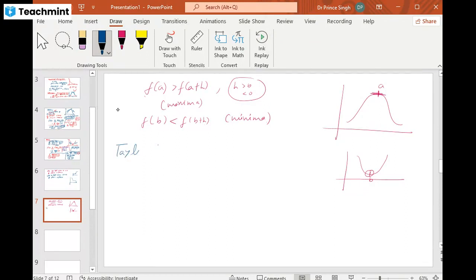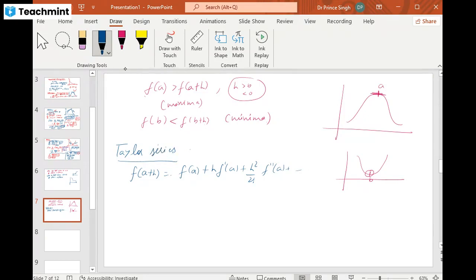So what is Taylor's theorem? Because here we are assuming h to be a very small number, the Taylor series is f of a plus h. If the value of the function at a point is known, and the derivative of the function at the point is known, then we can find out the value of the function in the neighborhood of the point using Taylor's theorem as f of a plus h times f dash a plus h square by 2 factorial f double dash a and so on. Basically, this is the Taylor series expansion of the function about the point a.